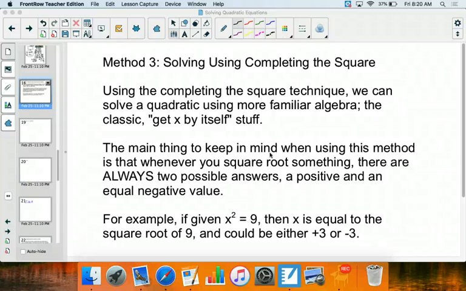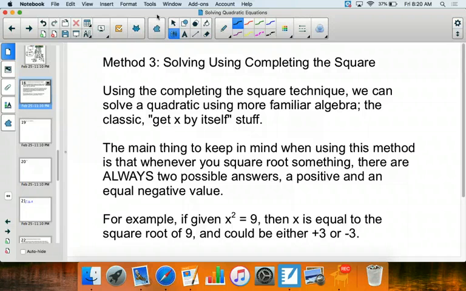All right, so what we're going to look at in this lesson is two other methods on how to solve quadratic equations. We've already looked at two, one being graphing to solve for the roots, and the other being solving by factoring. So today we're going to look at solving using completing the square and solving using the quadratic formula.